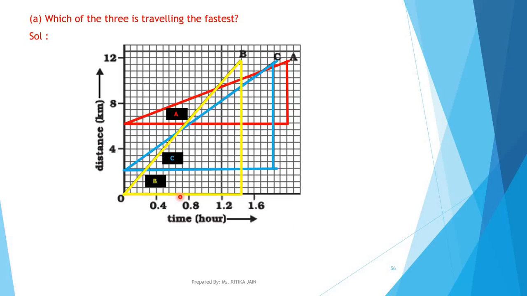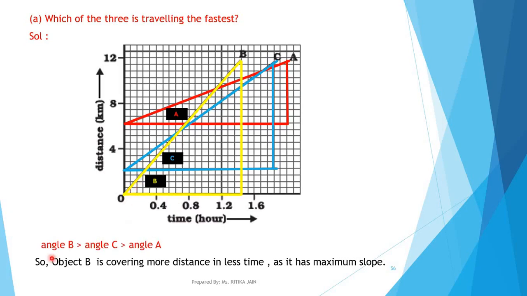How? If we get the angle, then we can decide the speed of the object, because the slope of the distance-time graph gives us the speed of the object. So maximum angle, maximum speed. So clearly from here we can conclude that angle B is greater than angle C, and further it is also greater than angle A. So object B is covering more distance in less time as it has maximum slope. How maximum slope? We determined by its angle. So maximum angle, maximum slope, maximum speed.